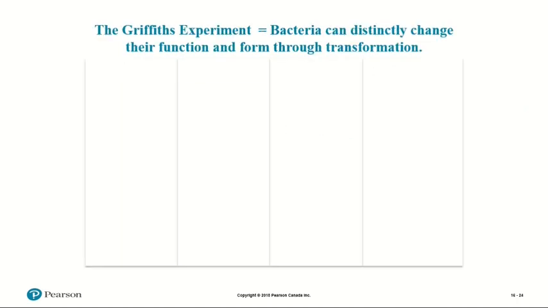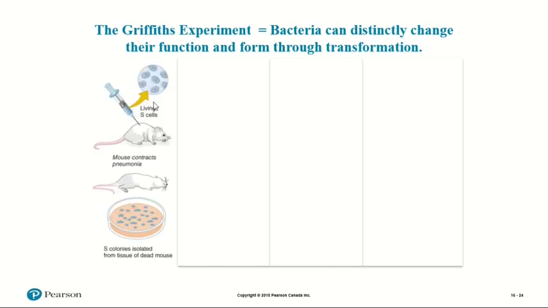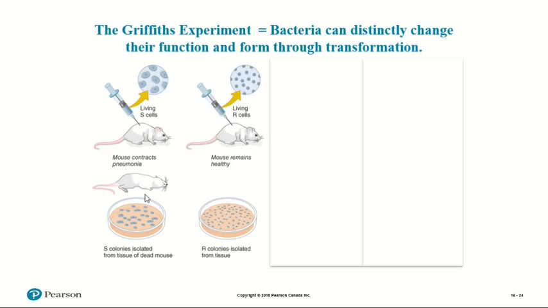Now I'm going to talk about the experiment and how he came to talk about transformation between bacteria. In the beginning, he took bacteria that were virulent, the smooth cells, and injected them into mice. After a few days, the mouse contracted pneumonia and unfortunately died. He was able to isolate S colonies from the tissue of the dead mice. Here you can see in a petri dish the colonies of the virulent bacteria, and in that way he confirmed that the mouse was killed by the bacteria.